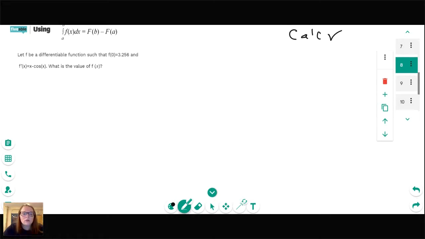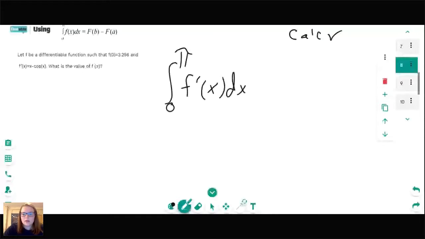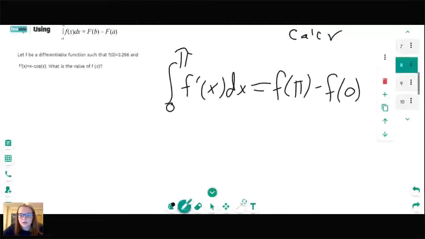Okay, well, what do we know? We know that in order to find f of pi, we're going to need the function, and all we have is the derivative here. So let's think about this. Let's write this out. We know that the integral from, let's say, from 0 to pi, because pi is what we're looking for, of f prime of x dx is going to be f of pi minus f of 0. Agree? Okay, good so far.